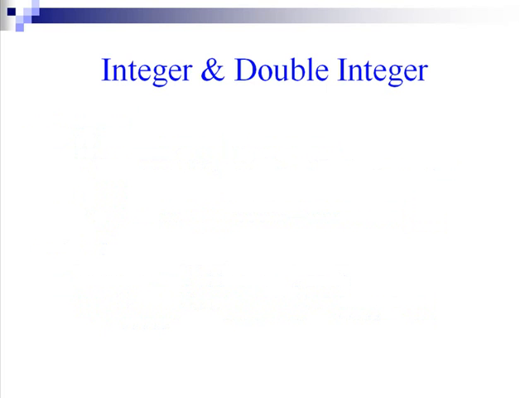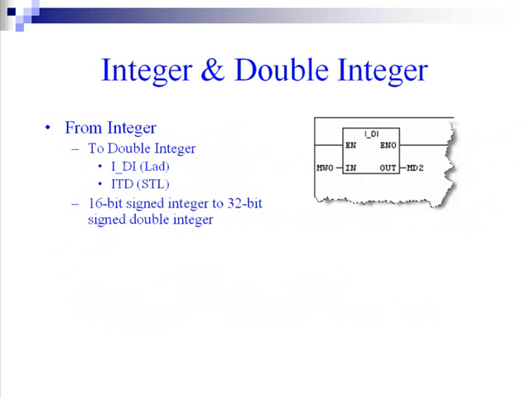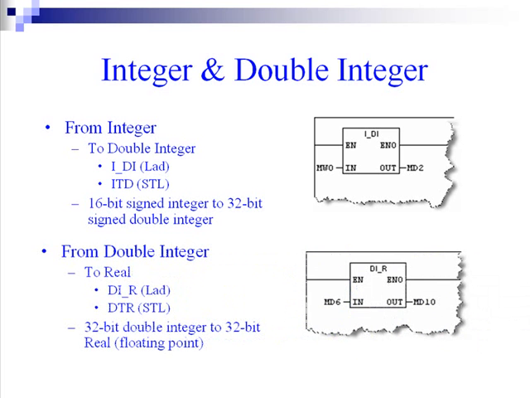Next, we will look at converting integer and double integer numbers. The key functions for this include converting integer to double integer using the IDI or ITD instruction. This will convert a 16-bit signed integer number into a 32-bit double integer value. The next one is the DIR or DTR instruction. It will take a 32-bit double integer value and convert it to a 32-bit real number in exponential format.